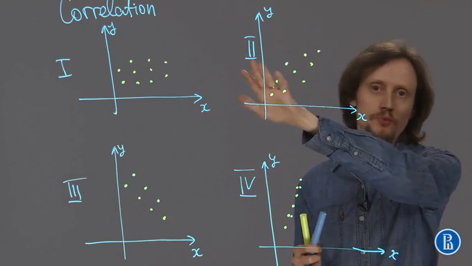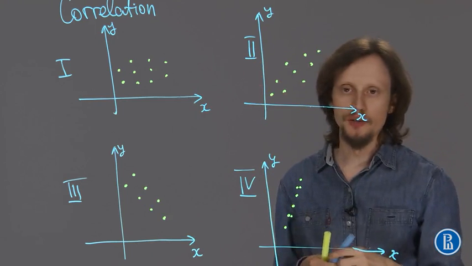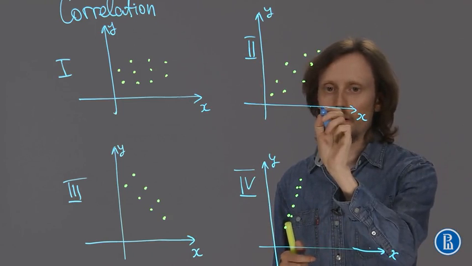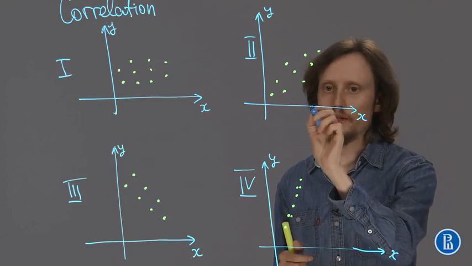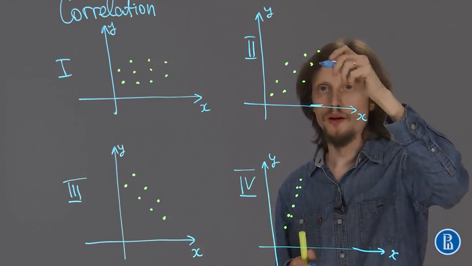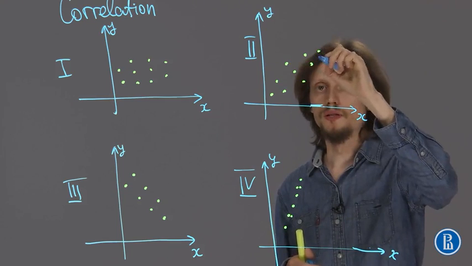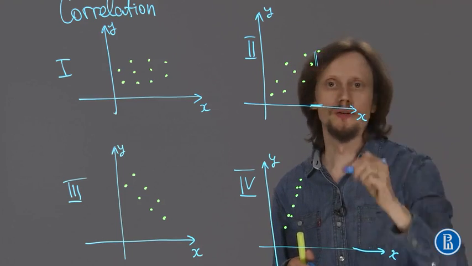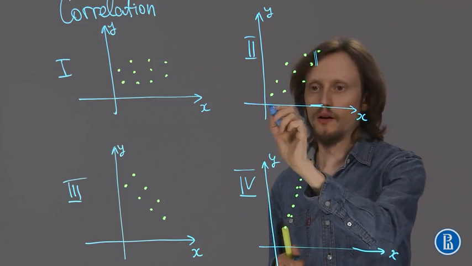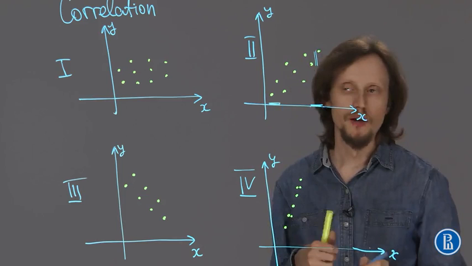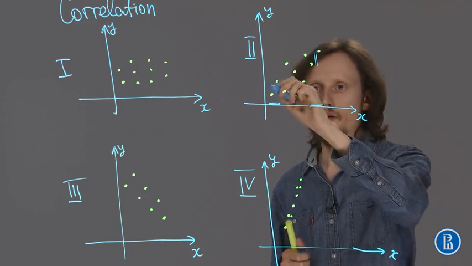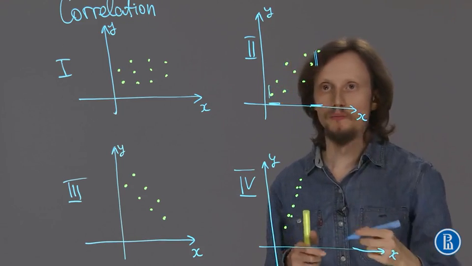Let us begin with scatter plot number 2. We see here that if x is relatively large, so we have the values of x somewhere here, then the corresponding values of y are also large. We see values of y somewhere here. And if values of x are small, the values of x are somewhere here, the corresponding values of y are also small. Our data points are somewhere here.